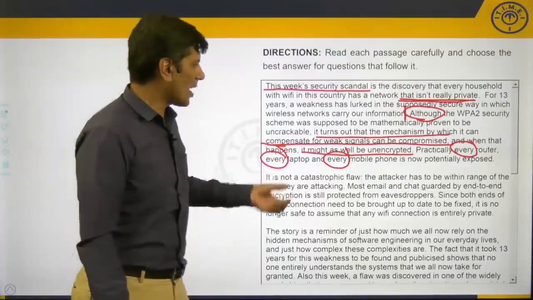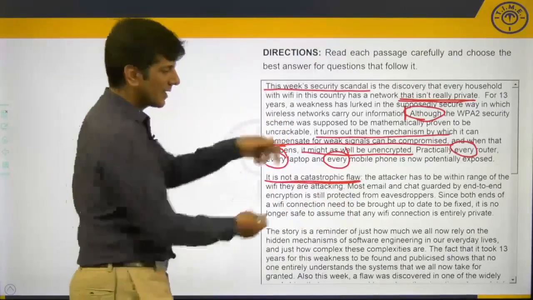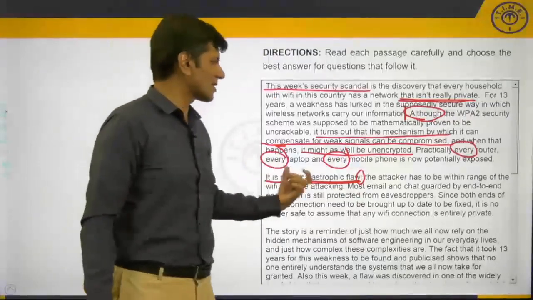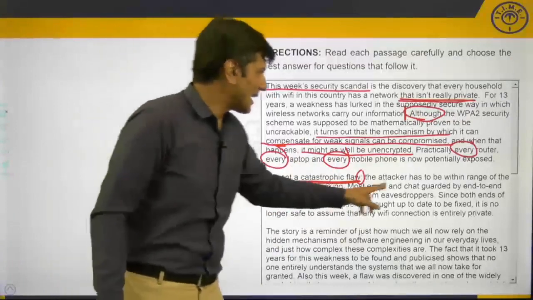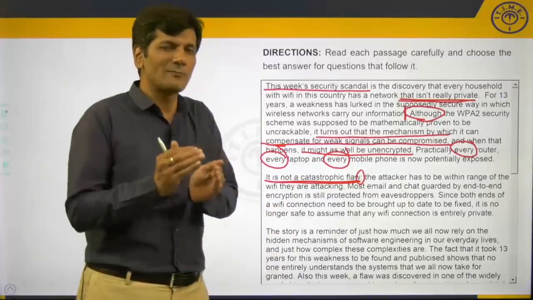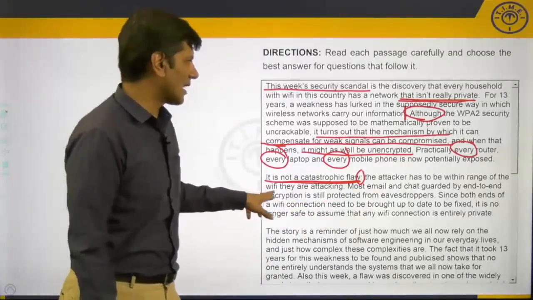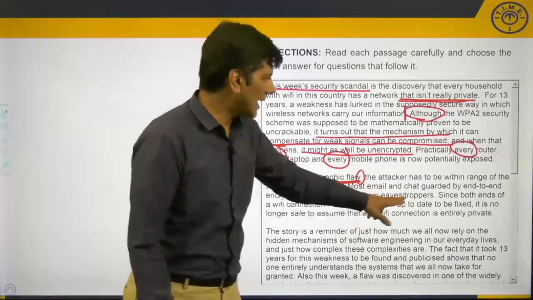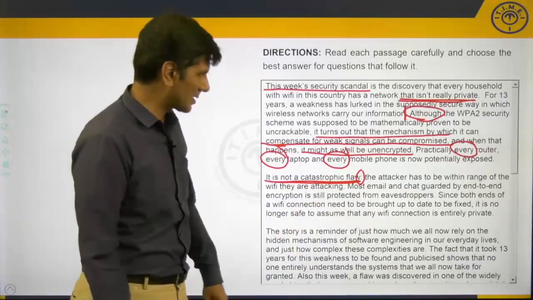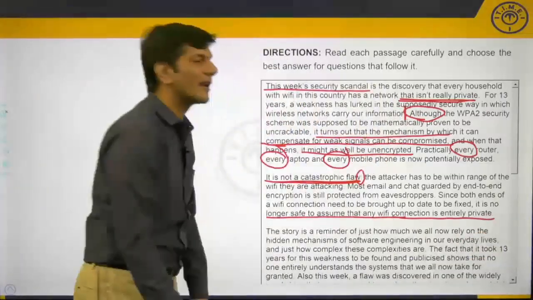Second paragraph. It is not a catastrophic flaw. So when the author starts with something of this sort, and then there's a colon after that, you would expect an explanation as to why the author thinks this is not a catastrophic flaw. The attacker has to be within range of Wi-Fi they are attacking. So this is where the author feels that there is some element of a safe zone. Most email and chat guarded by end-to-end encryption is still protected from eavesdroppers. Since both ends of a Wi-Fi connection need to be brought up to date to be fixed, it is no longer safe to assume that any Wi-Fi connection is entirely private.